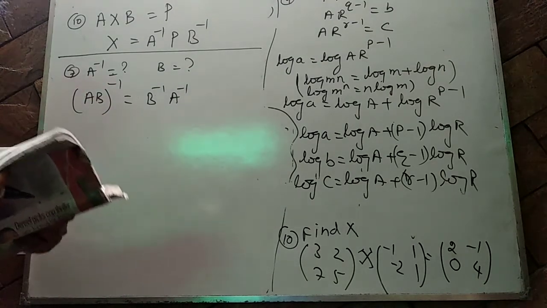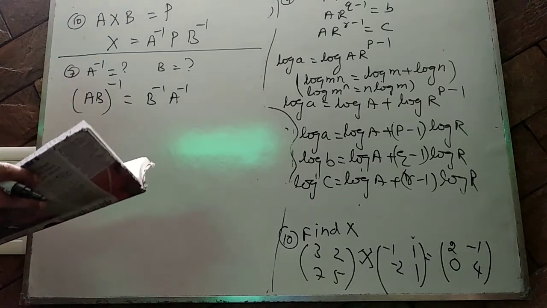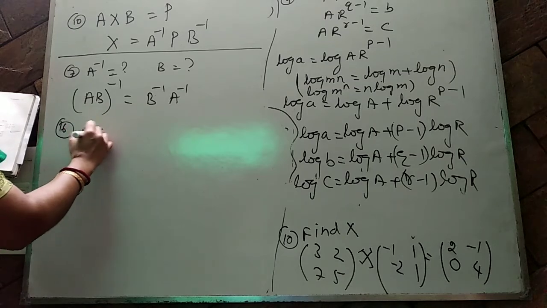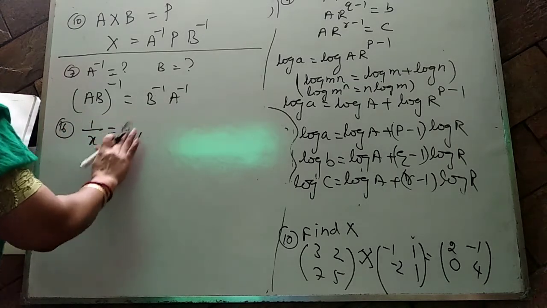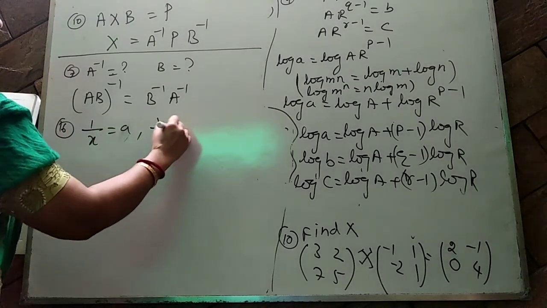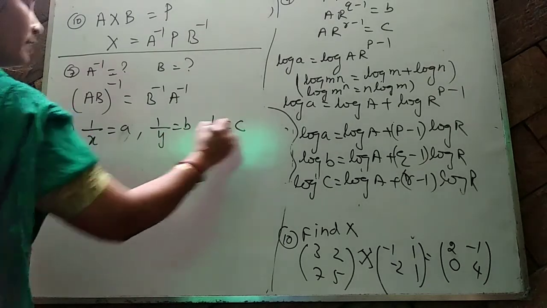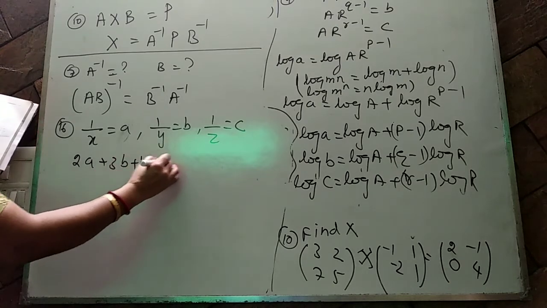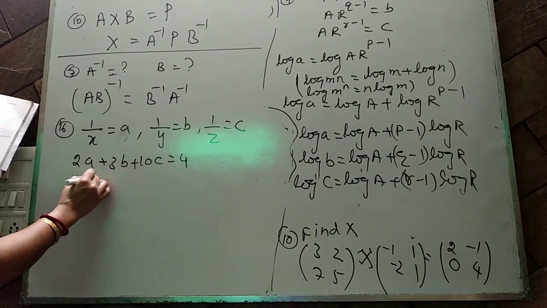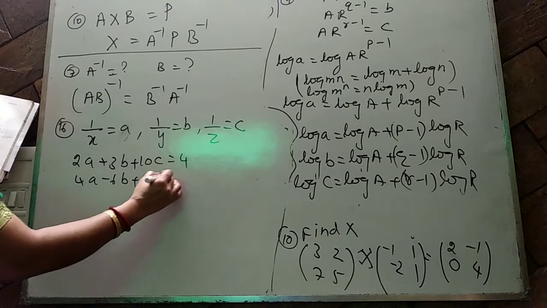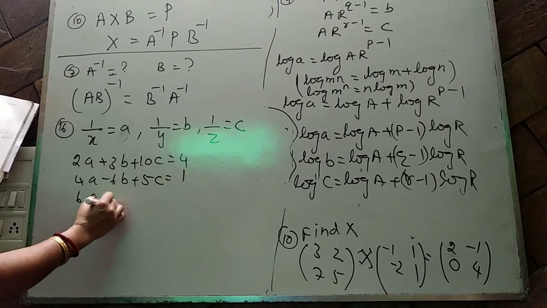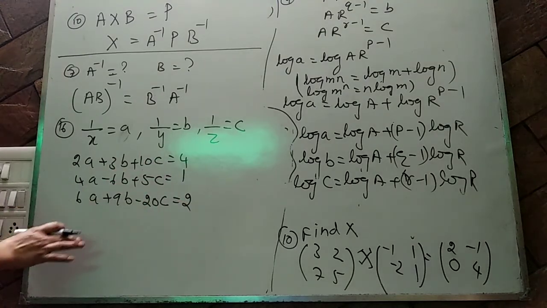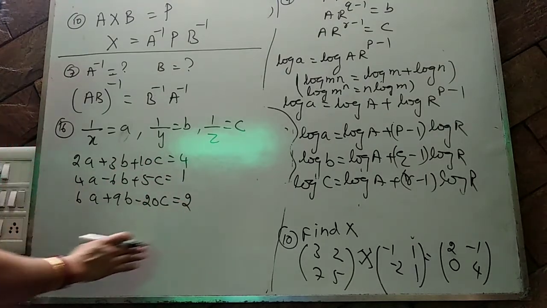Whatever is left out, I am explaining, beta. Question number 8, leave it. It's too lengthy. Question number 10. Now 16, one of the most important questions. Beta, 16, you have to take 1 by x is equal to a, 1 by y equal to b, and 1 by z equal to c. Then the equation can be written as 2a plus 3b plus 10c equal to 4, and 4a minus 6b plus 5c equal to 1, and 6a plus 9b minus 20c equal to 2. And now you have to solve by matrix method, A matrix, B matrix, X matrix, as usual.